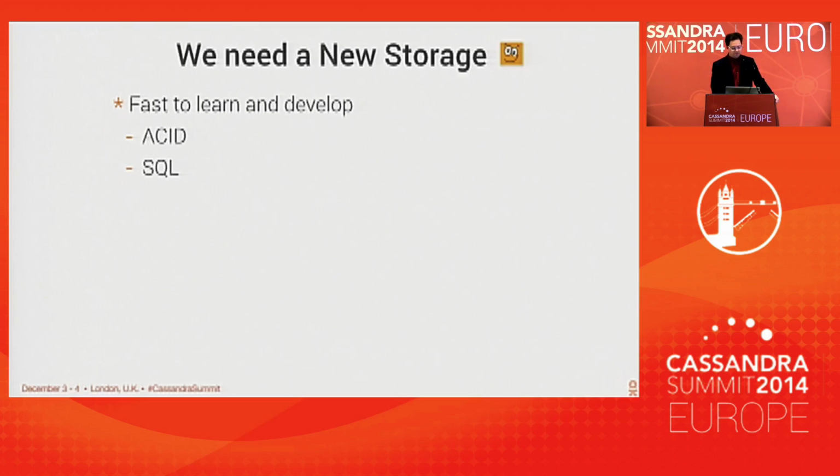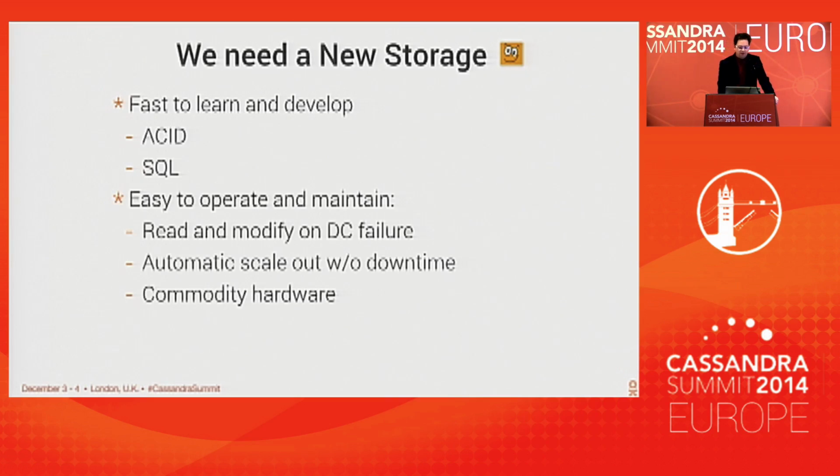So we need a new storage with a reasonable balance between consistency, availability, and performance. It should be fast and easy to learn, so product developers can focus on product, not on data. So it should provide ACID transactions with rollback possibility, and it should mimic SQL. For operations, it should be able to read from and modify data in case of data center failure or partition. We don't support operation in the partitioned data center. We just switch external traffic to other healthy data centers. It should have automatic scale out, and of course, it should run on commodity hardware. And we wanted the new solution to be open source, so we can fix it if necessary.